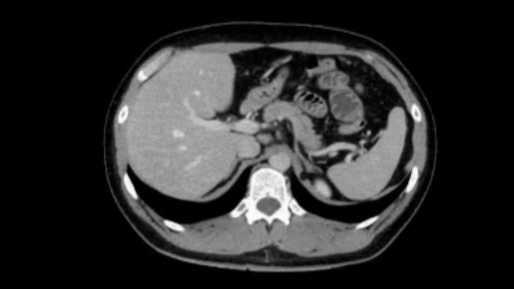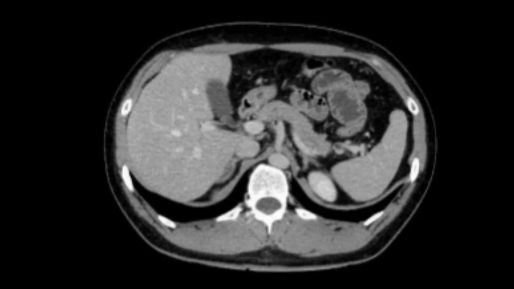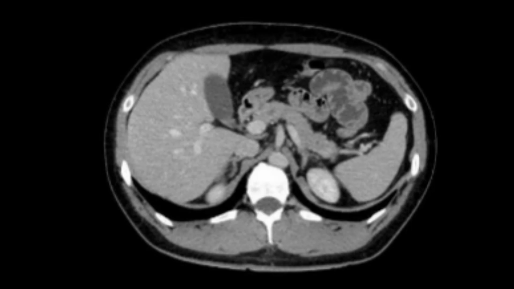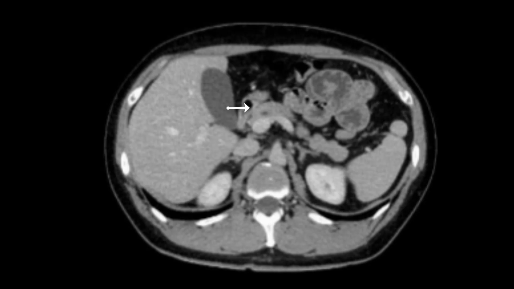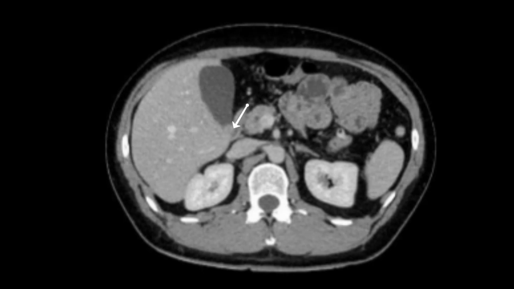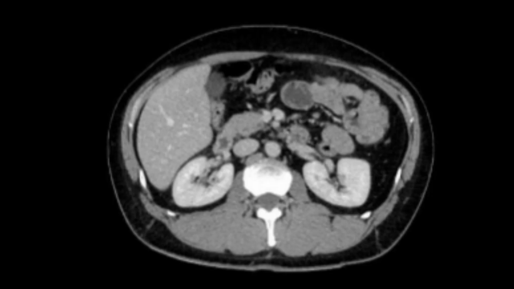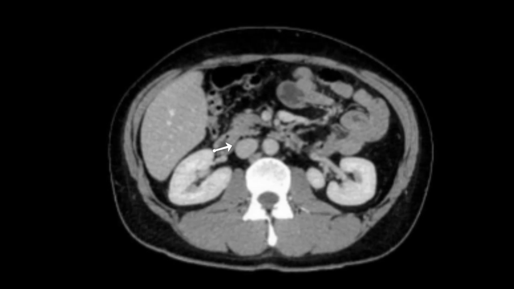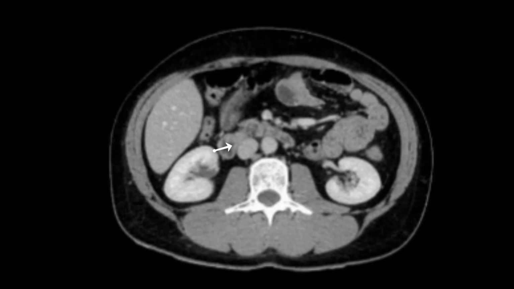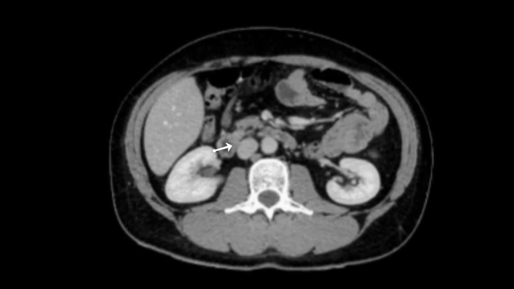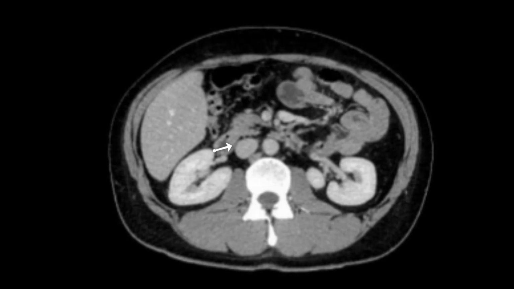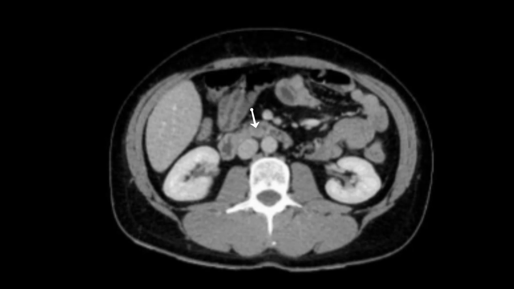pyloric canal. The part of the GIT which continues down is the first part of the duodenum, which goes down as the descending, the second part of the duodenum. And as I follow them further down, I can see how they turn medially and continue with the third part of the duodenum, that is the horizontal part of the duodenum.